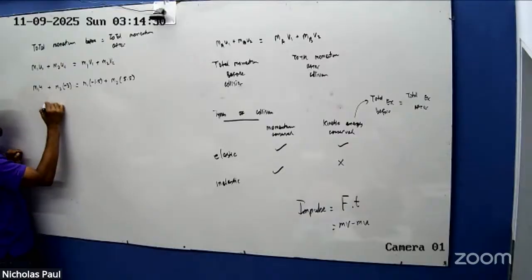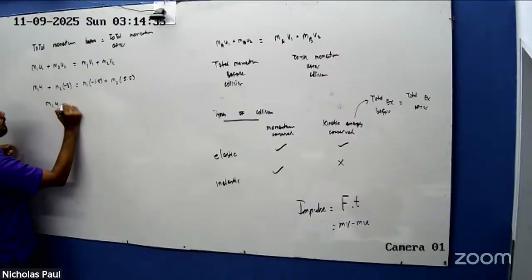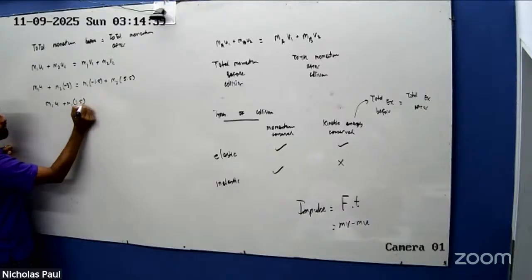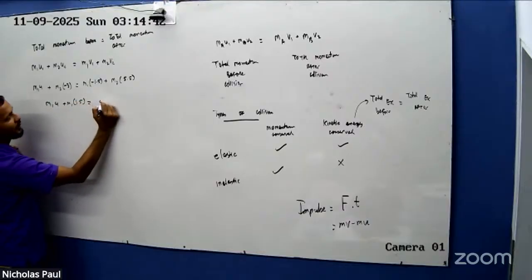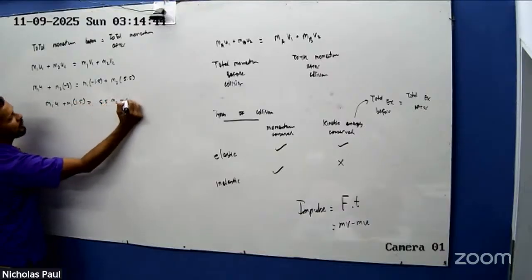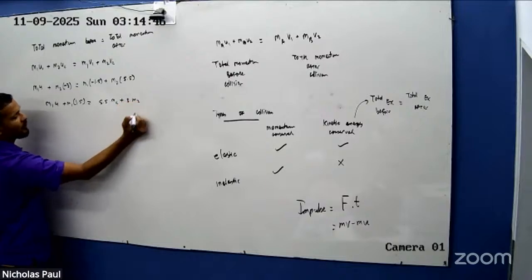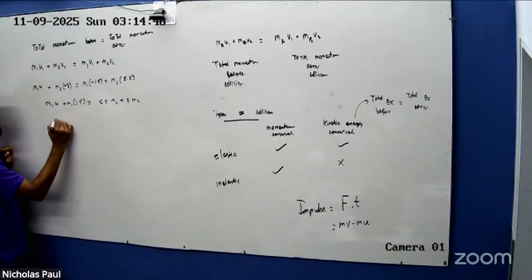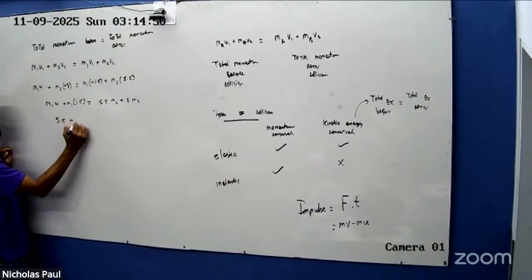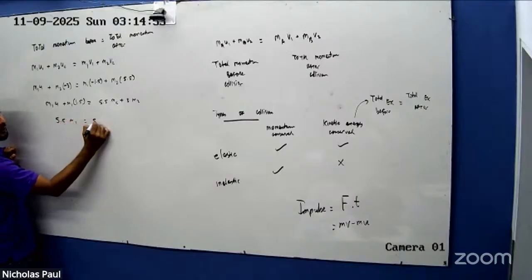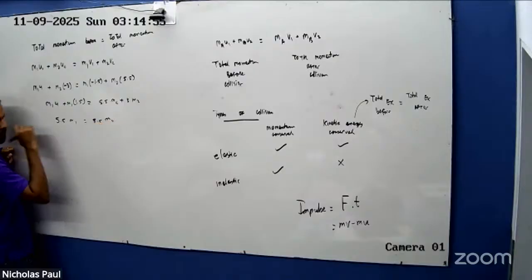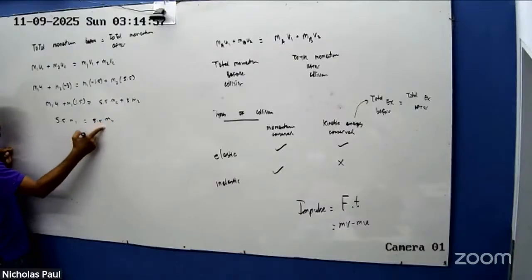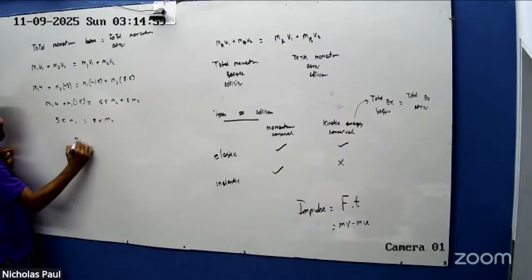So bringing all the M1s together, M1 by 4 plus M1 by 1.5 is equal to 5.5 M2 plus 3 M2. When you work this out, you'll get 5.5 M1 is equal to 8.5 M2. Move it across. Move M2 on this side, M1 on M2, and move 5.5 to that side.